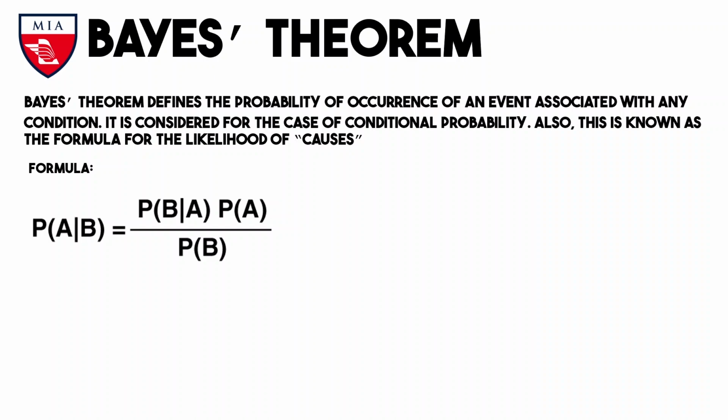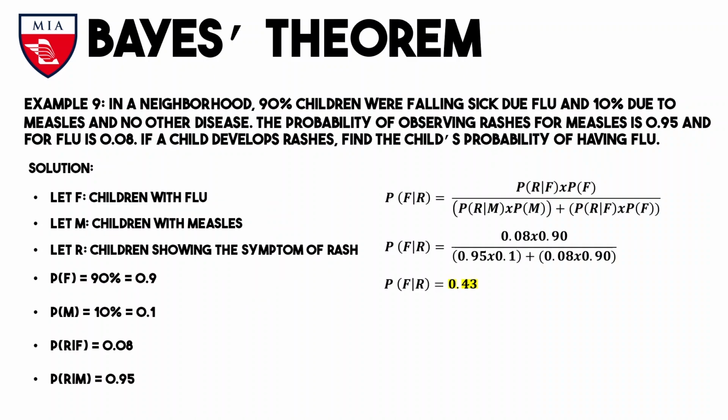Okay, so the formula for Bayes theorem is: the probability of A given B is equal to the probability of B given A multiplied by the probability of A, divided all over by the probability of B. So how can we apply this in a problem? So let's have this example.